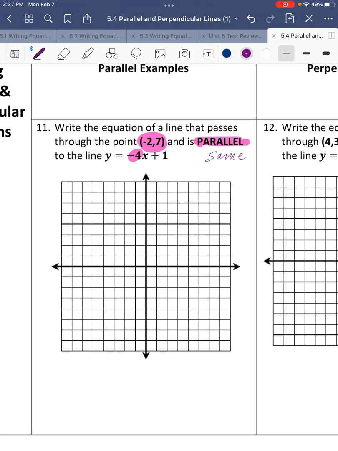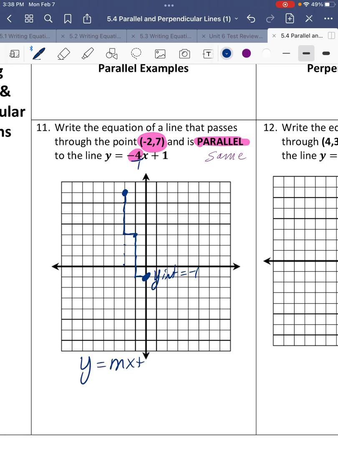To do it on the graph, we're going to go to negative 2, 7. So negative 2 means left 2, and then up 1, 2, 3, 4, 5, 6, 7. So we need to have the same slope because they're parallel. Thinking of our slope as negative 4 over 1, so we're going to go down 4, 1, 2, 3, 4, right 1. That's not the y-intercept. Down 1, 2, 3, 4, right 1. That is the y-intercept. So the y-intercept is negative 1.